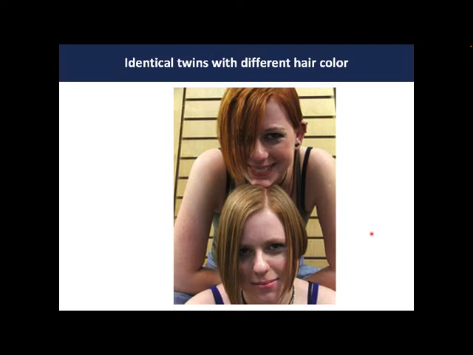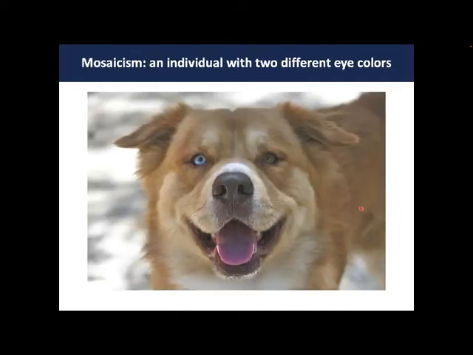This is a very dramatic example. This is a photo of identical twins with different hair color. And sometimes we can notice mosaicism. Mosaicism is an example of an individual with two different eye colors. Here, this dog has a brown eye on his left, but a white eye on his right side. So this is a kind of genetic mosaicism, and that may also be explained by an epigenetic event beyond the genetic information.